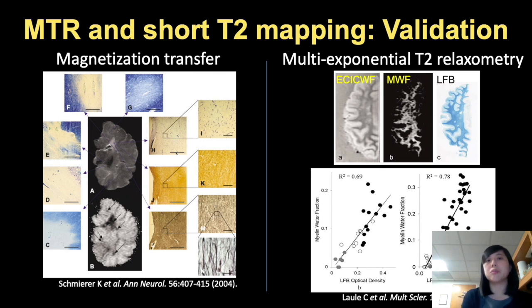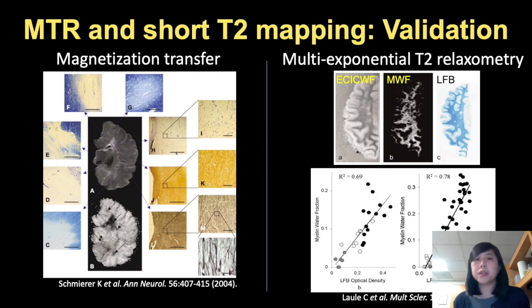versus remyelination. So focusing first on magnetization transfer, the MTR has been validated by postmortem studies and showed high correlations with myelin when lesions and normal appearing white matter were considered together. Similarly, with multi-exponential T2 relaxometry, myelin water fraction shows strong correlations with myelin staining in both lesions and the normal appearing white matter, as you can see here on this histological stain, the Luxol fast blue stain, which binds to myelin.